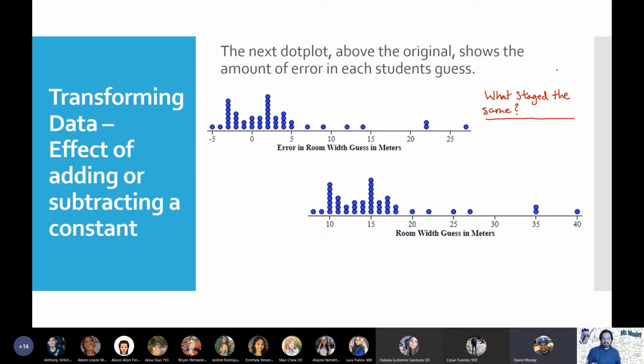So let's think about our summary statistics, right? We have shape, center, spread as our main categories. Did the shape change or stay the same? It stayed the same? Yeah, the shape is exactly the same, right? We could overlay the two graphs on each other and they would match up still. So the shape stays the same.